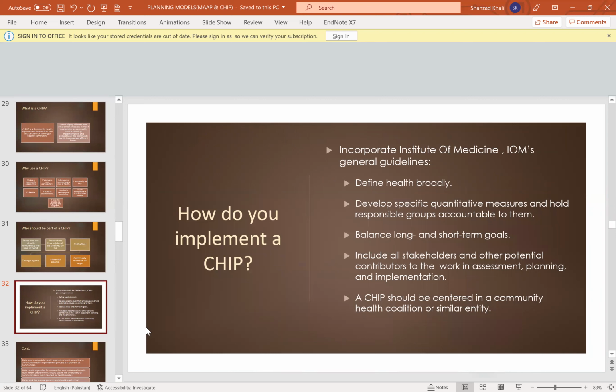How do you implement a CHIP? Incorporate Institute of Medicine, IOM, guidelines. The Institute of Medicine is a non-profit organization in the United States which deals with the implementation of policies and helps with the policies and strategies related to public health. The guidelines include: define health broadly, develop specific quantitative measures, and hold responsible groups accountable to them. Balance long and short term goals. Include all stakeholders and other potential contributors to the work in assessment, planning, and implementation. A CHIP should be centered in a community health coalition or similar entity.